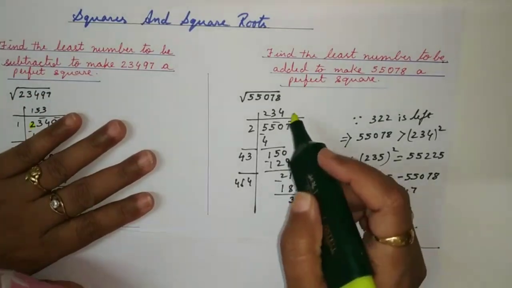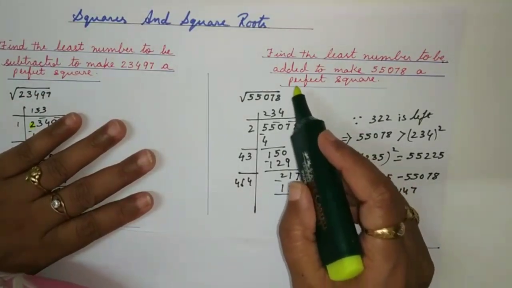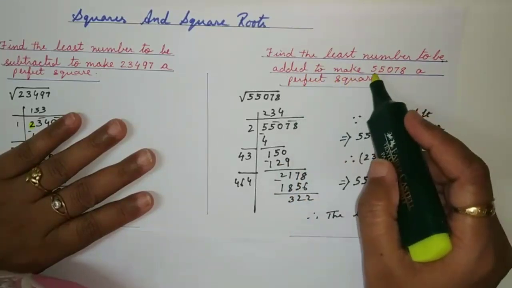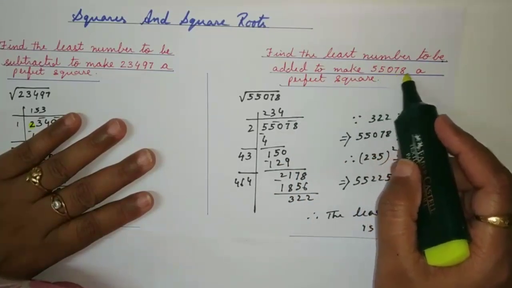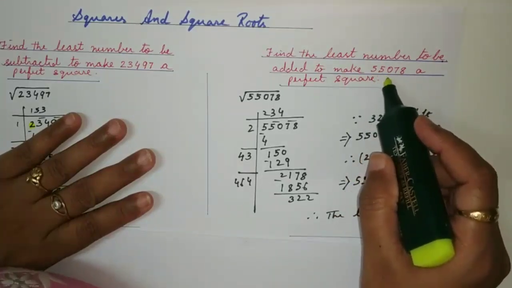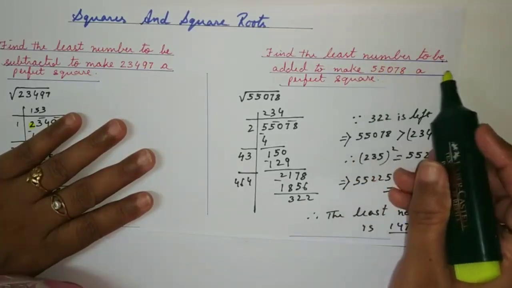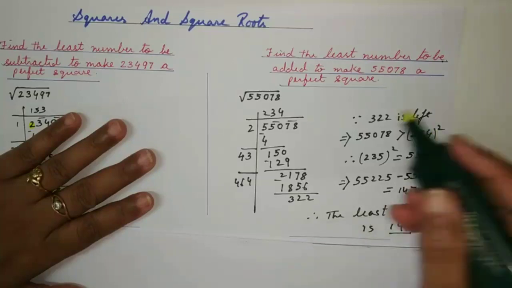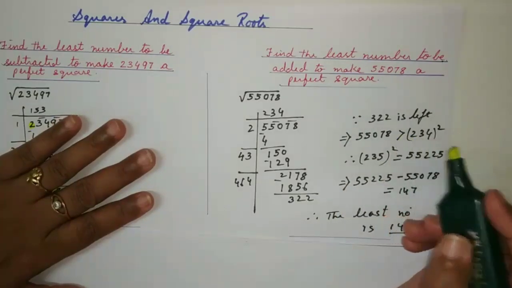Okay, so the question is: find the least number to be added to make 55,078 a perfect square. That means the given number is not a perfect square. You have to add something to make it a perfect square. That means it is somewhat less than the number which is a perfect square, and you have to add and make it a perfect square.